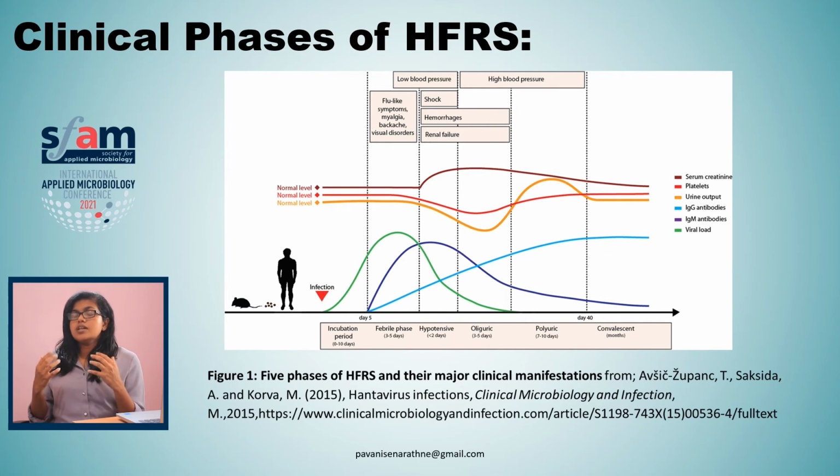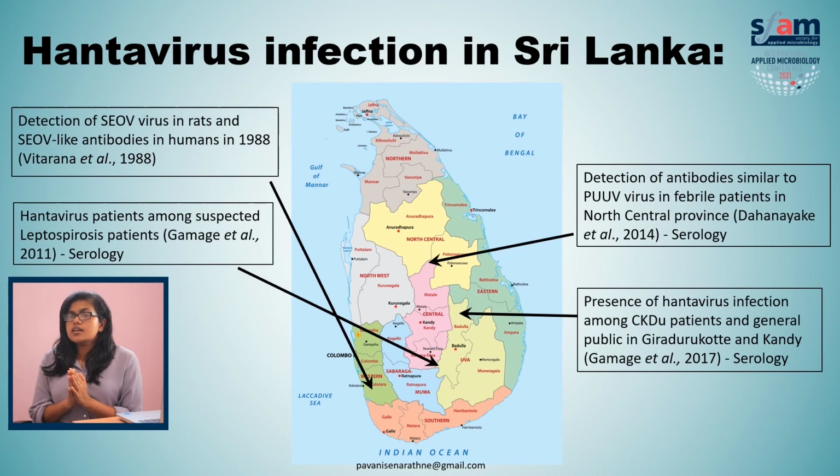Since I'm talking about hantavirus infection, I think it's best if I share more details of hantavirus infection in Sri Lanka. This is the map of Sri Lanka, a small island in the Indian Ocean. The first reference of hantavirus infection is in 1988, where in Colombo they found evidence of Seoul virus in a few rats collected. And after that, in 2011, there was a serological study where they found Thailand-like hantavirus circulating among the central cities of our small island.